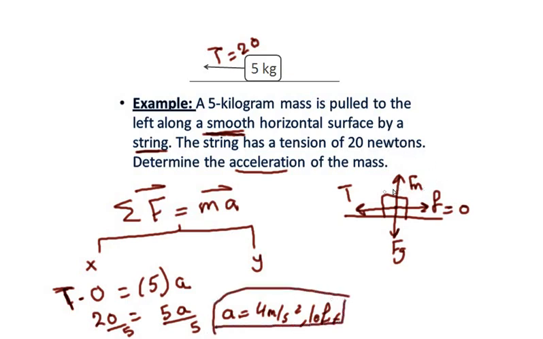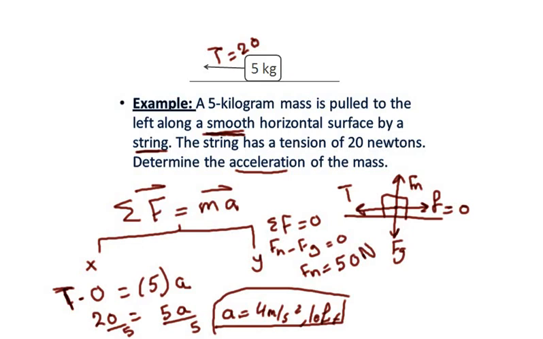If we need to find the normal force, we can apply the same formula in the vertical direction. Sigma F equals 0 here in the vertical direction because the object is not moving up or down. It is moving over a horizontal surface. So sigma F here is Fn minus Fg. This is 0. So Fn equals Fg, which is 50 newtons, because Fg is the mass times g, which is 5 times 10.